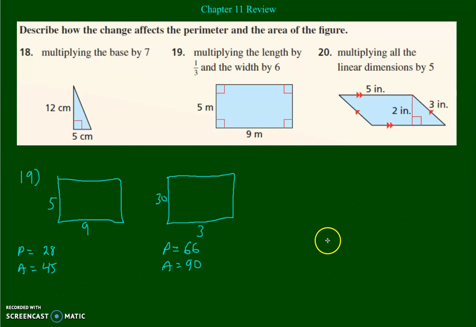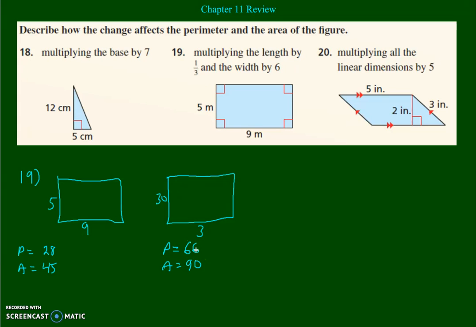In problem 19, we're multiplying two values. So here, we're multiplying the width by 6 and the length by 1/3. So here's the original, and we multiply the width by 6, so 5 goes to 30. 5 times 6 is 30. And the length is divided by 3, so it goes to 3. Here the perimeter is 28. Here the perimeter is 66.